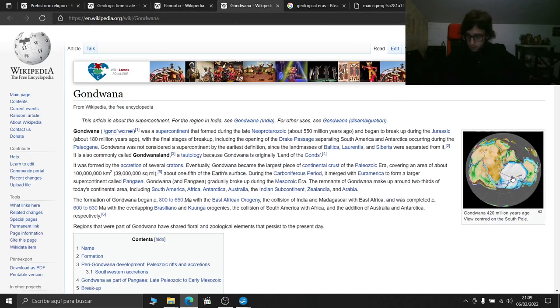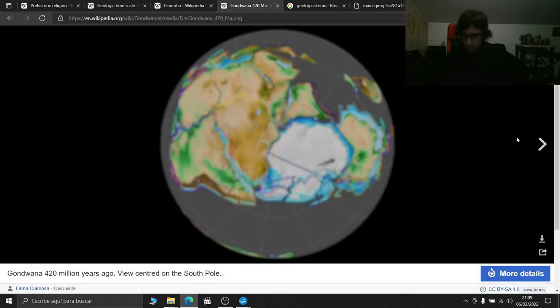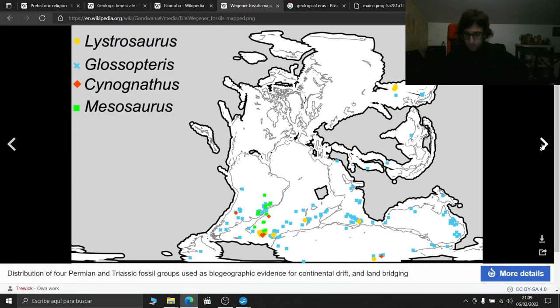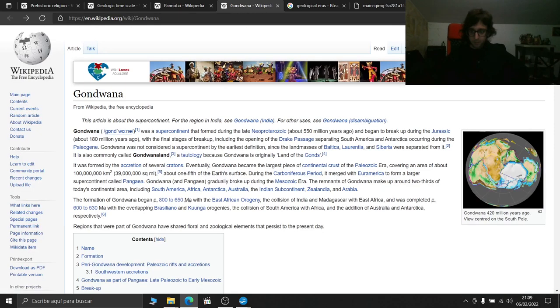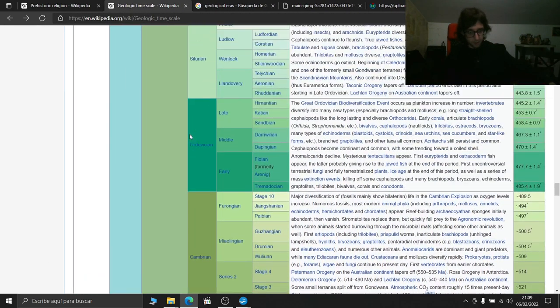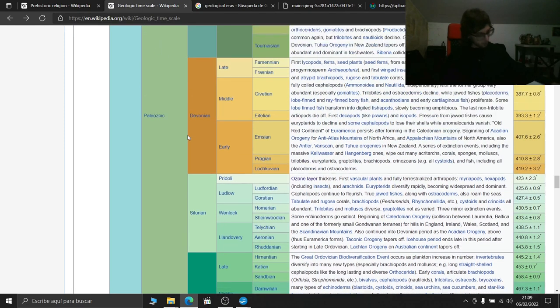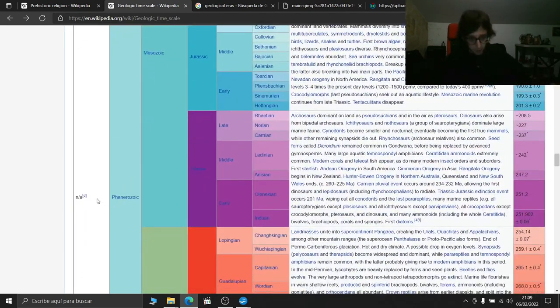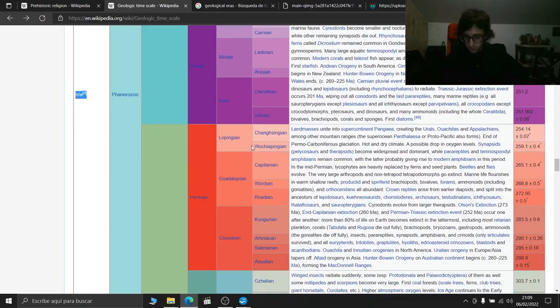And Gondwana. Okay, let's start with the eon, the Phanerozoic eon. So here the super eon doesn't have a name.